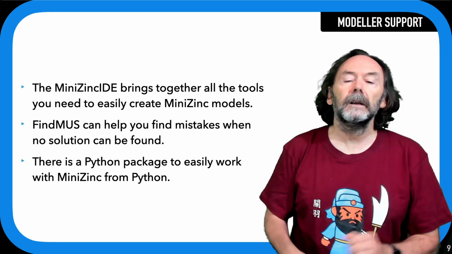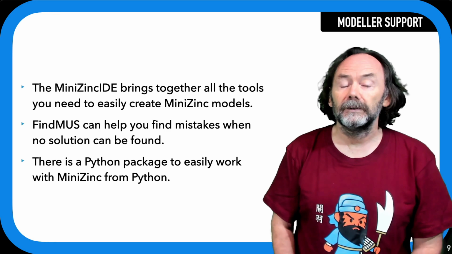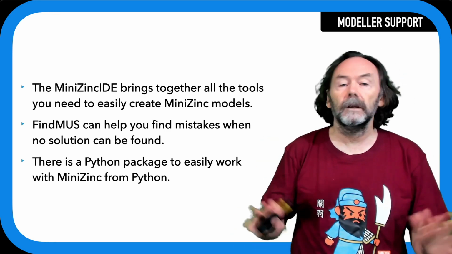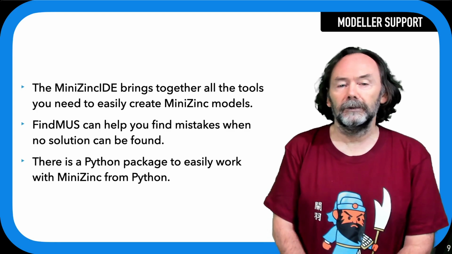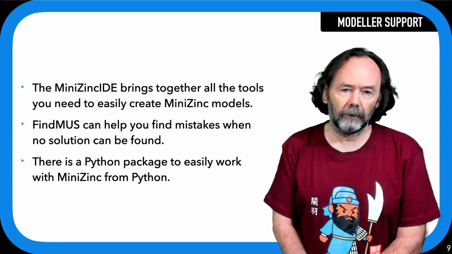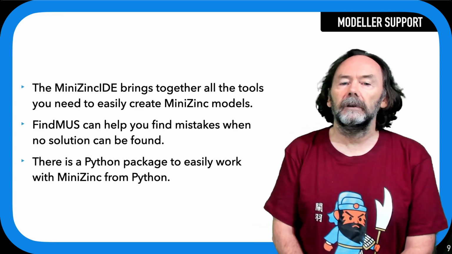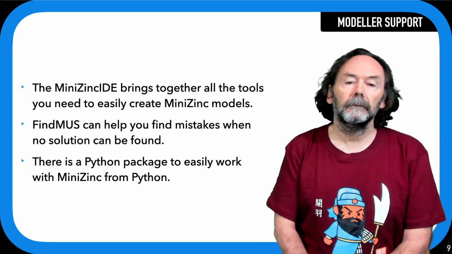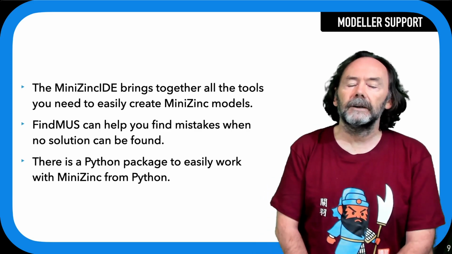So MiniZinc brings together all these tools, allows you to easily create MiniZinc models. You can use things like FindMUS if you've got an unsatisfiable problem. The most frustrating thing when you're modeling is you say, oh, here's my model, and the solver just says, no, there's no solution. Obviously, that means either the problem you're trying to solve has no solution, which is unlikely, or you've written your model wrongly and there's an error. So FindMUS allows you to track those things down quickly. There's a Python package. You can easily embed MiniZinc calls inside Python and use MiniZinc inside a larger application that way.